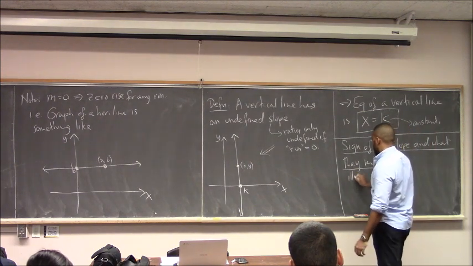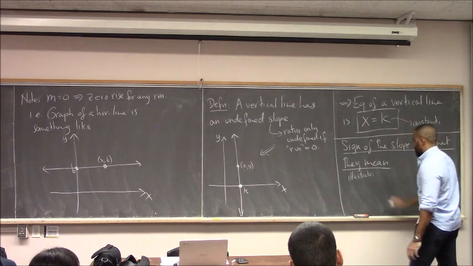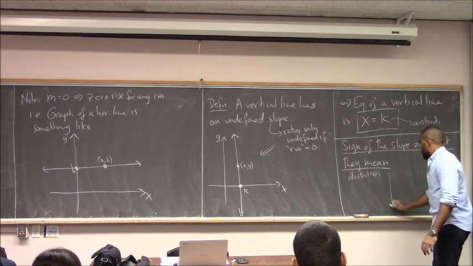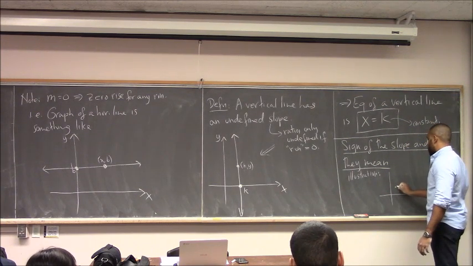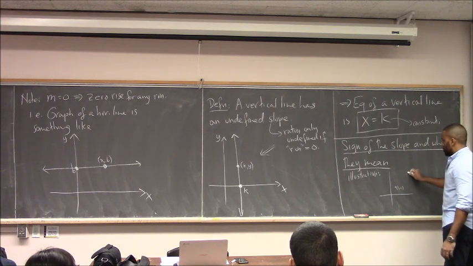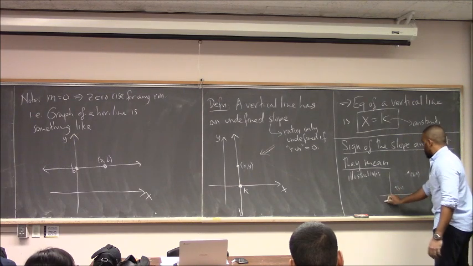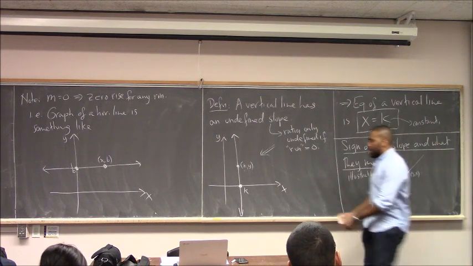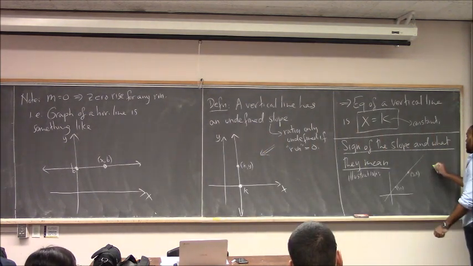Let's illustrate this. Suppose you have a line that behaves like this. Let's say it goes through the point (1, 1), and it also goes through the point (3, 5). Basically, this is an example of a line where as the x-coordinate gets larger, the y-coordinate gets larger.